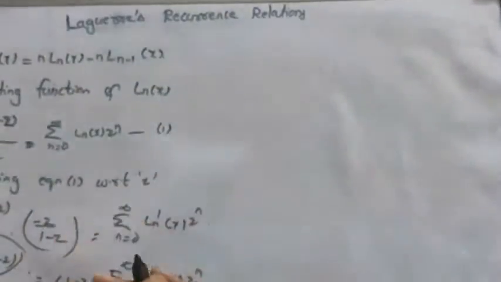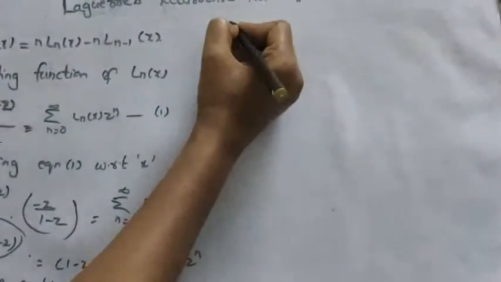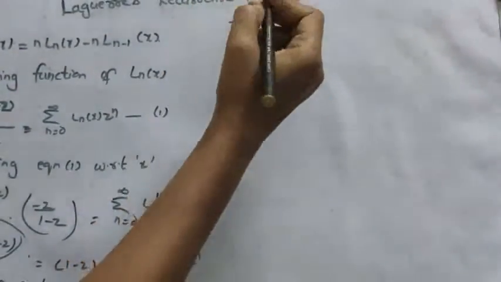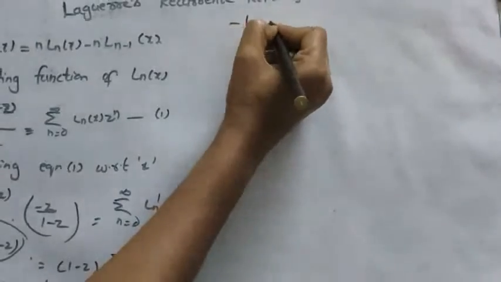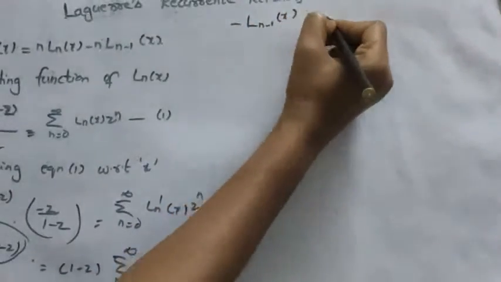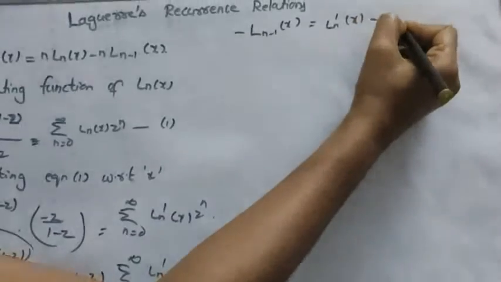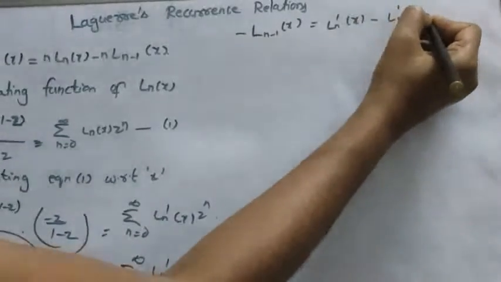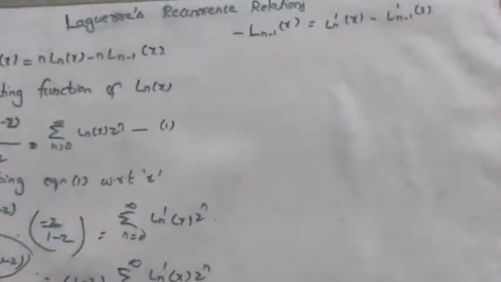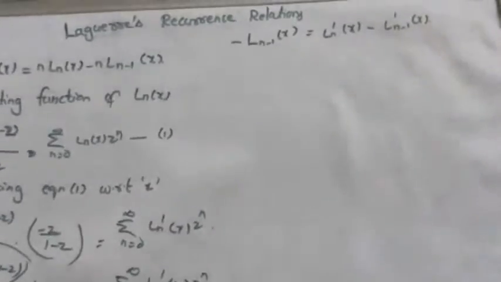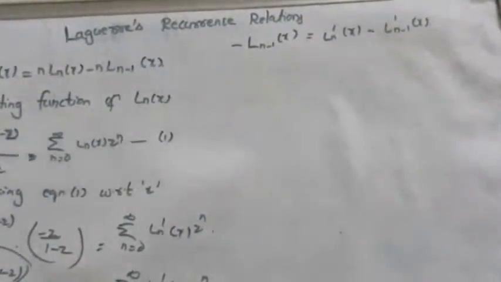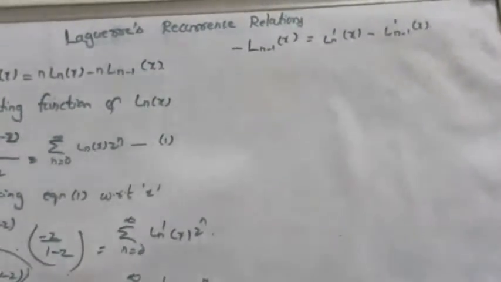Now I am going to remove the summations. So what will you get by removing summations? Minus Ln minus 1 of x is equal to Ln dash of x minus Ln minus 1 dash of x. We got this equation. Now consider this as equation number 2.